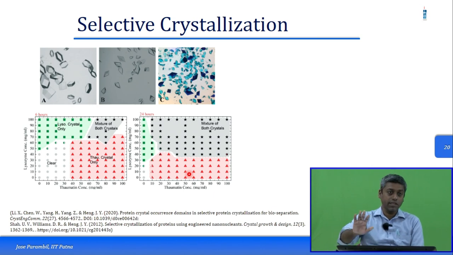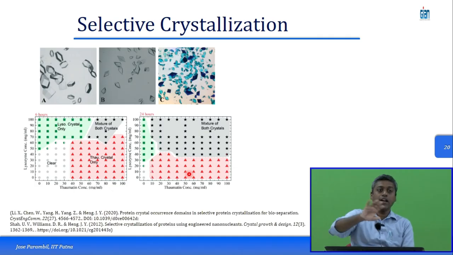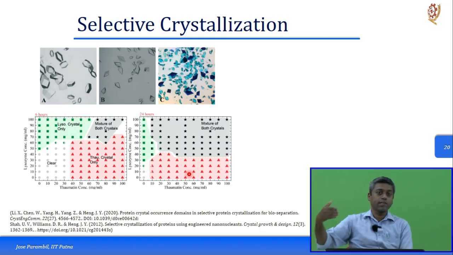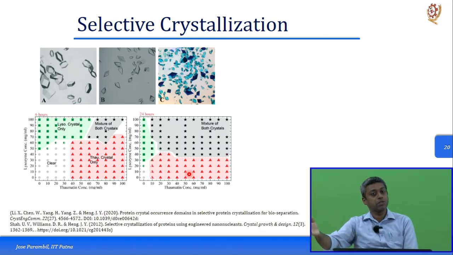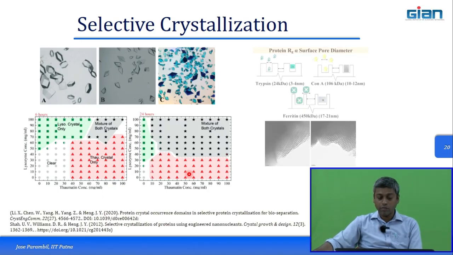So the starting mixture is the same. Out of it, you are selectively crystallizing one protein and removing the other. So let's say, after the first crystallization, you remove as much lysozyme as is there. In the next stage of crystallization, you can crystallize and remove as much thaumatin as is there. So you can manipulate or optimize the process conditions in such a way that you can crystallize one after the other.